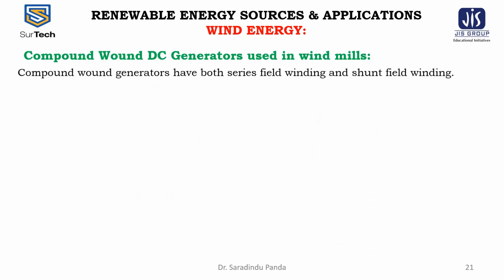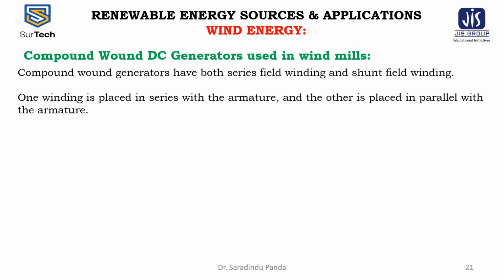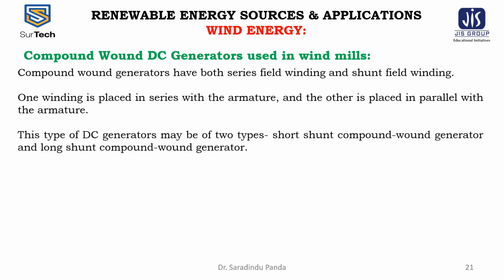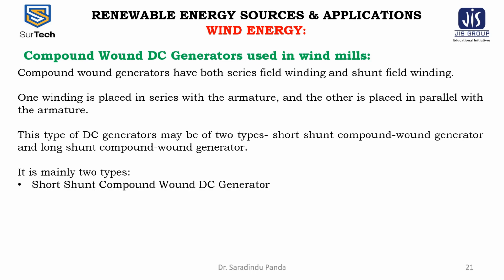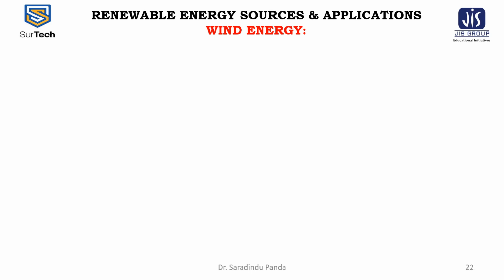The compound wound generators have both the series field winding and the shunt field winding. One winding is placed in series with the armature and the other is placed in parallel with the armature. This type of DC generator may be of two types: short shunt compound wound generator and the long shunt compound wound generator. It is mainly two types, that is short shunt and the long shunt.